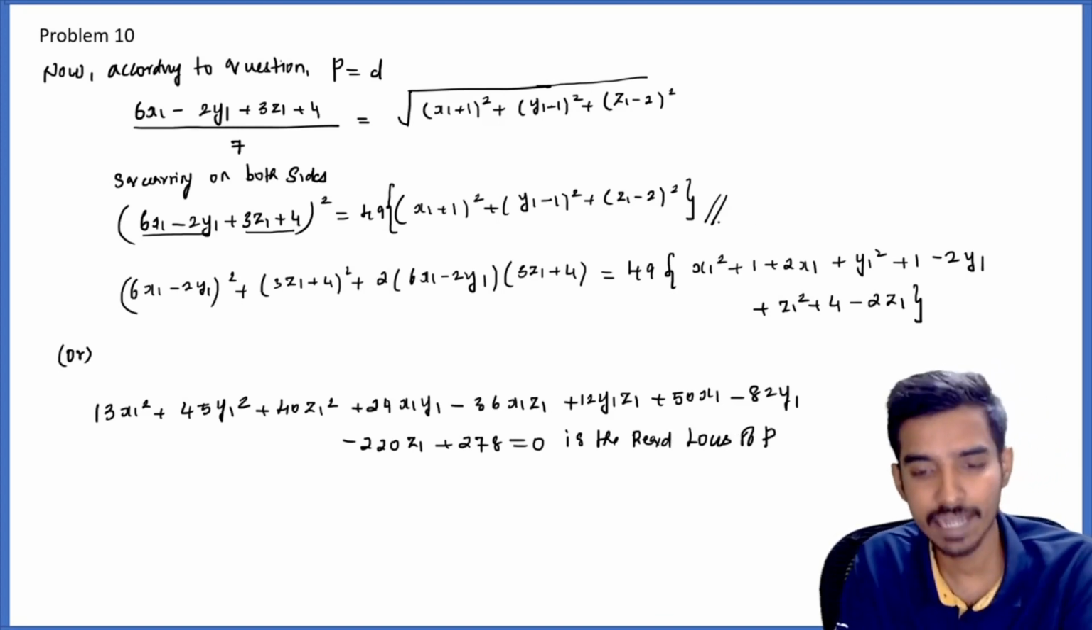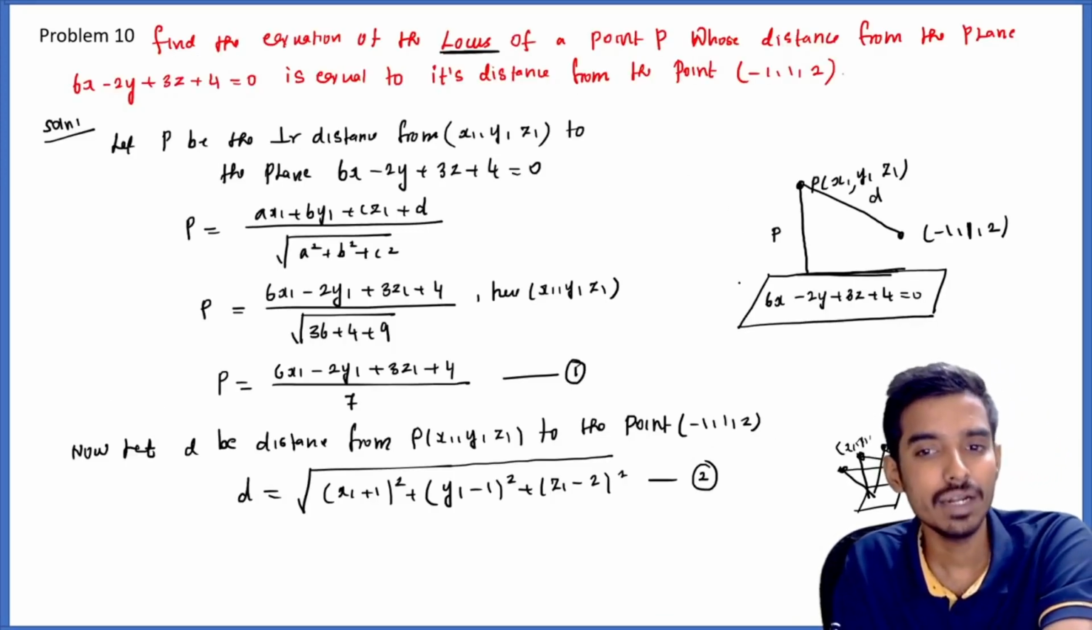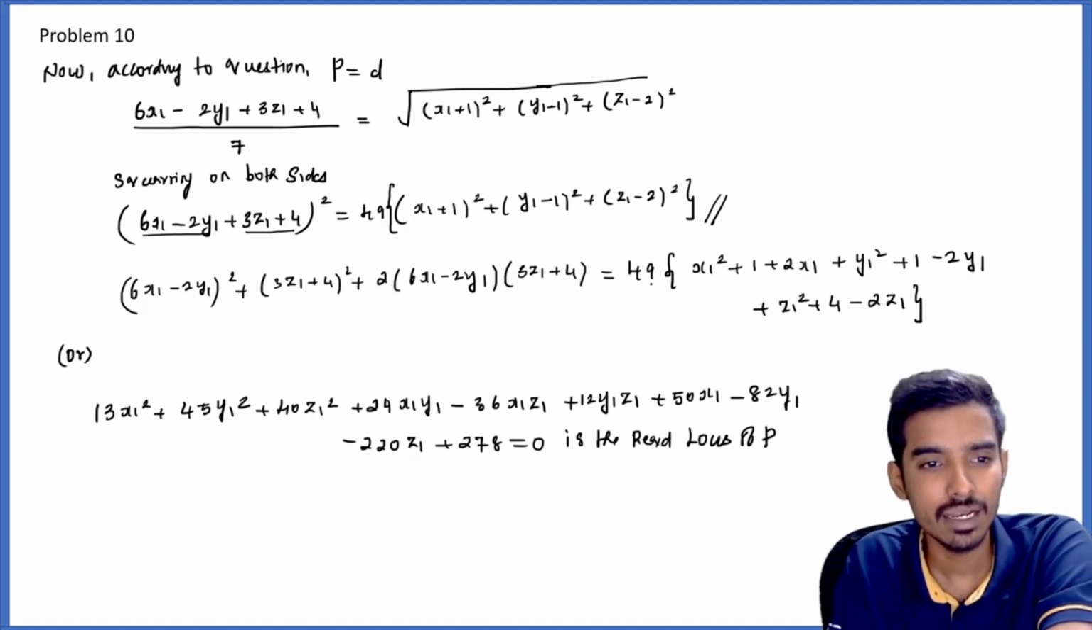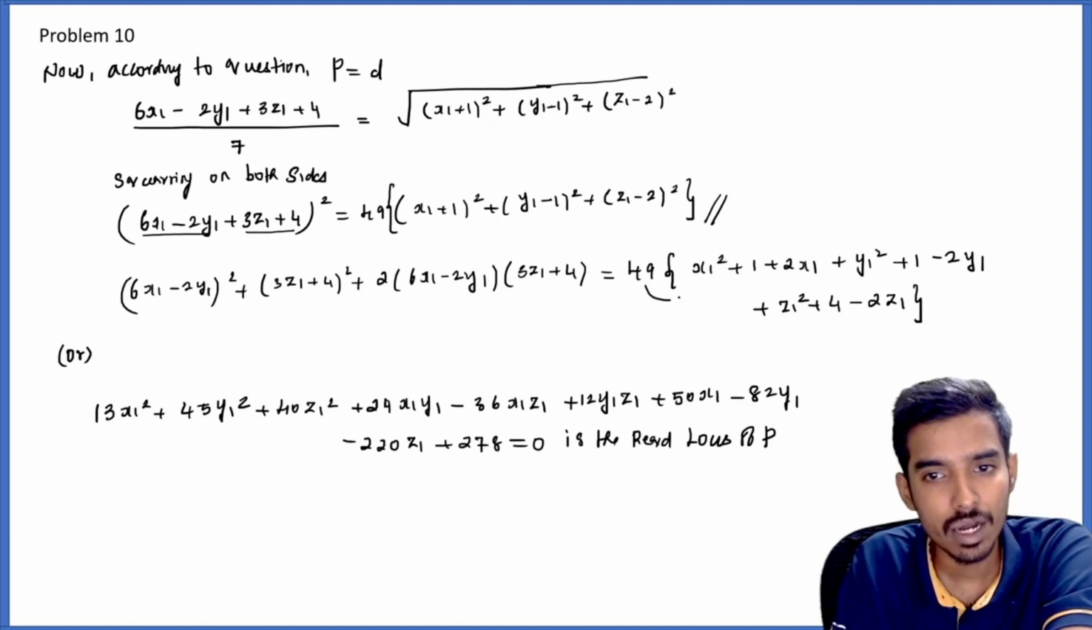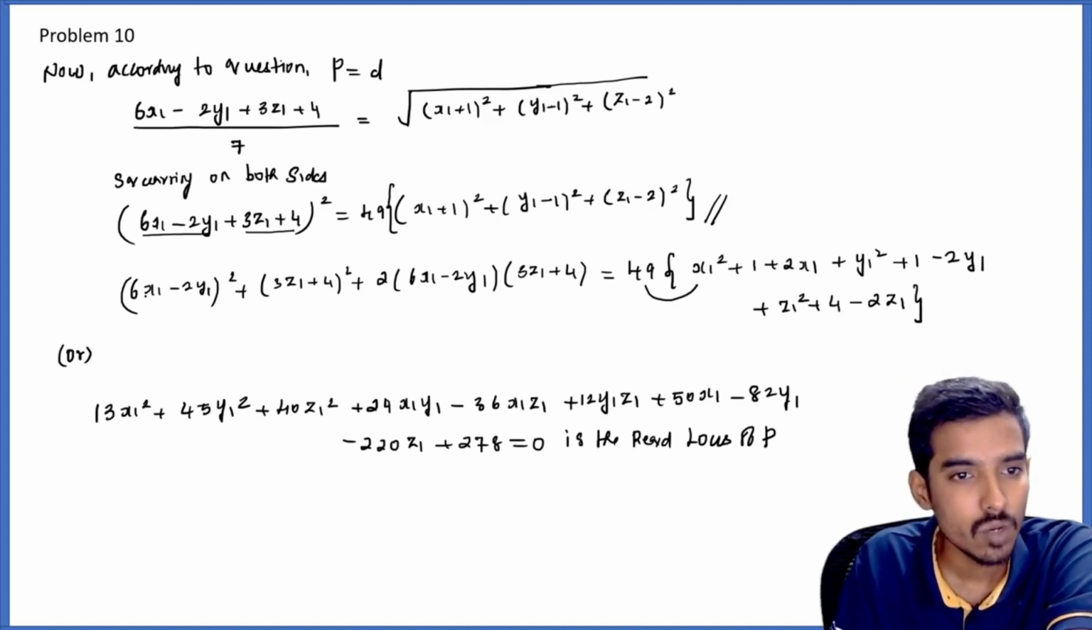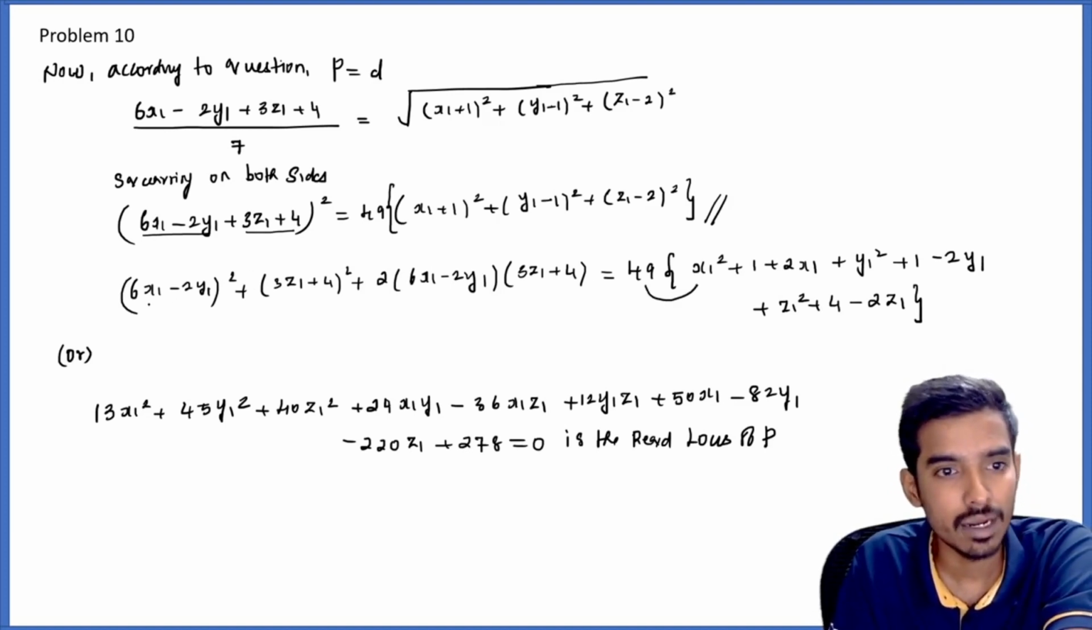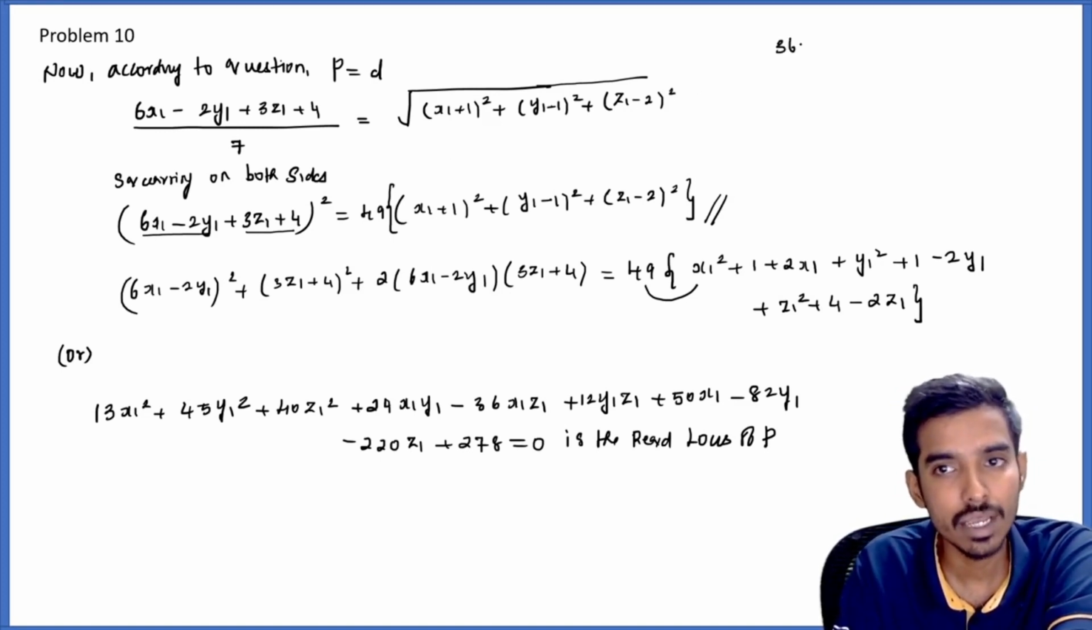I think you can stop here itself from the exam point of view. If you have time, you can expand, right? I think you can get it. Here you will have 49x1 square, right? Here you will have 49x1 square. Here you will have 36x1 square, right? If you expand here, here you will have 36x1 square.